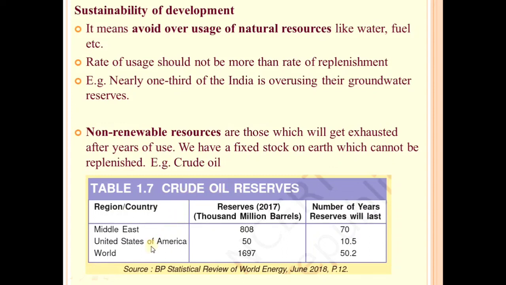Hence our use of natural resources should be planned, and it should be within a normal limit in such a way that our future generation is also able to use this. So this is the concept of sustainability of development. Development which is not sustainable will not be a proper development. It will be called a lopsided development, where one side is getting developed but at the cost of some harmful effects, especially for the future generation.